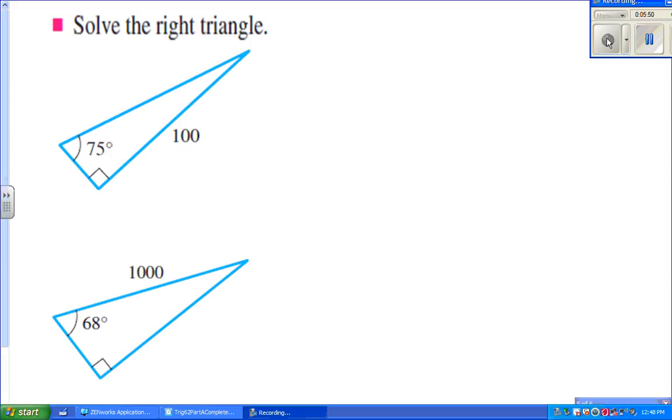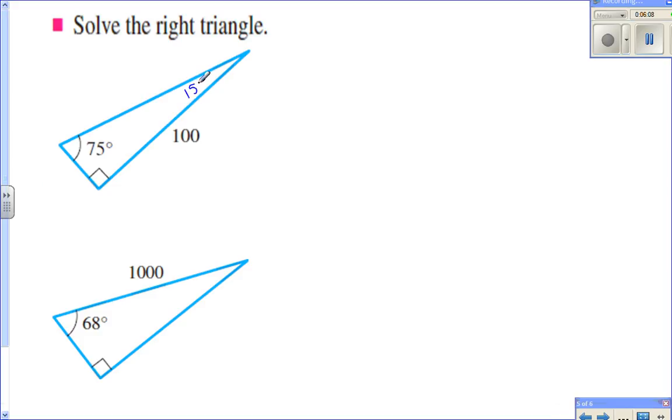So now we're going to solve this right triangle, which just means make sure that you give me all of the angles and all of the sides. So the first thing that we can do, we can go ahead and find that other angle. We know that the angles inside of a triangle have to add up to be 180. So if this is 75 and this is 90, this one has to be 15 degrees.